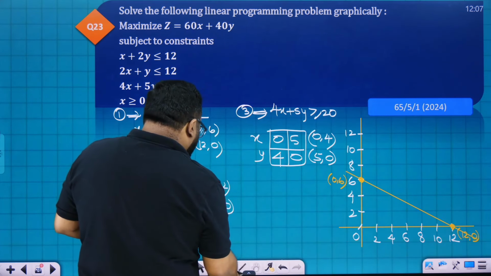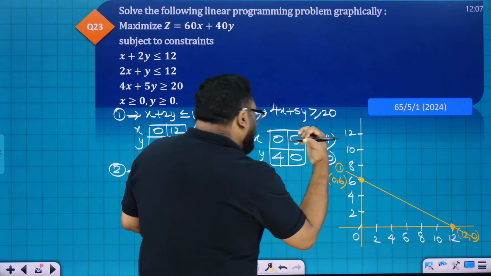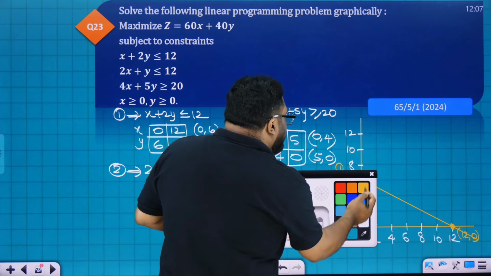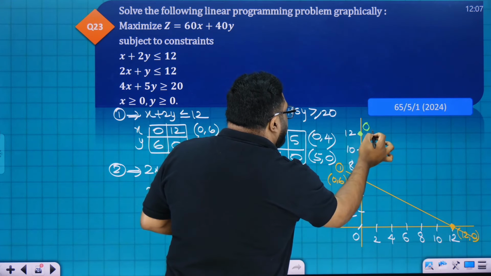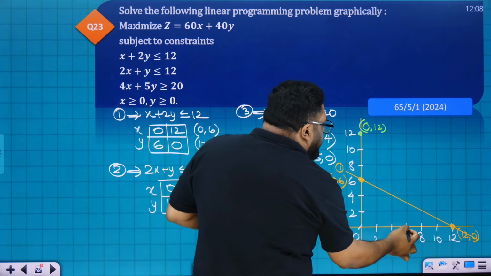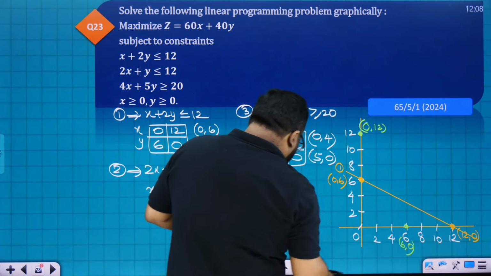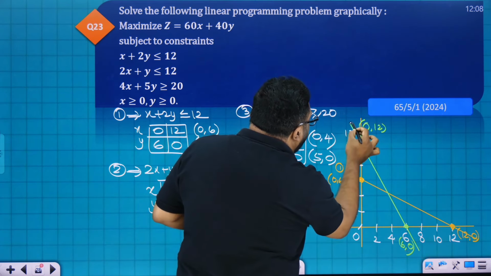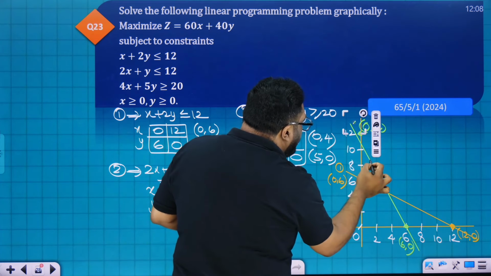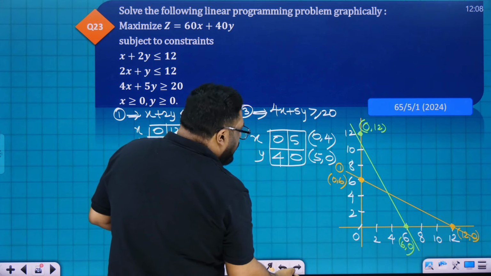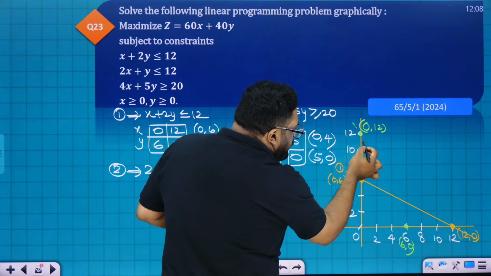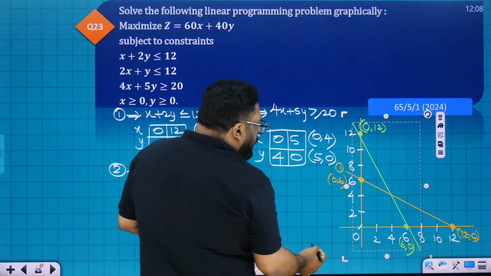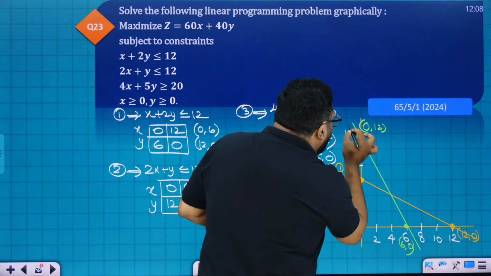And I will call this equation number 1. Okay, equation number 2: (0, 12) to (6, 0). So (0, 12) over here, and (6, 0) over here. Now we will draw a line for that, (0, 12) to (6, 0). Okay, equation number 2.